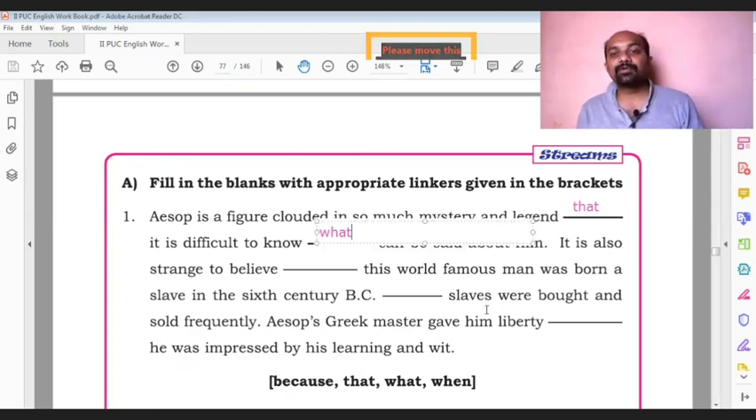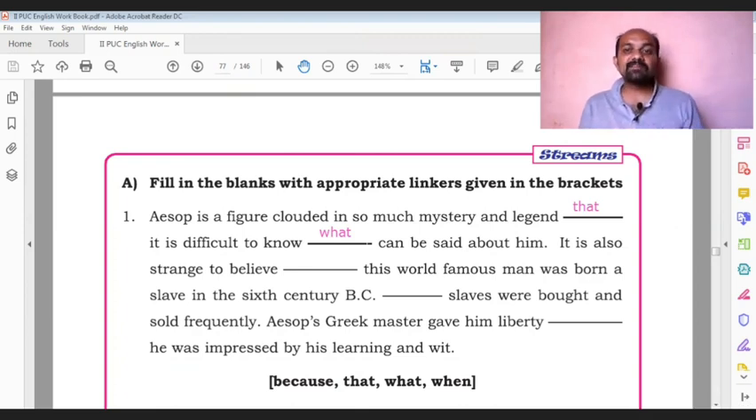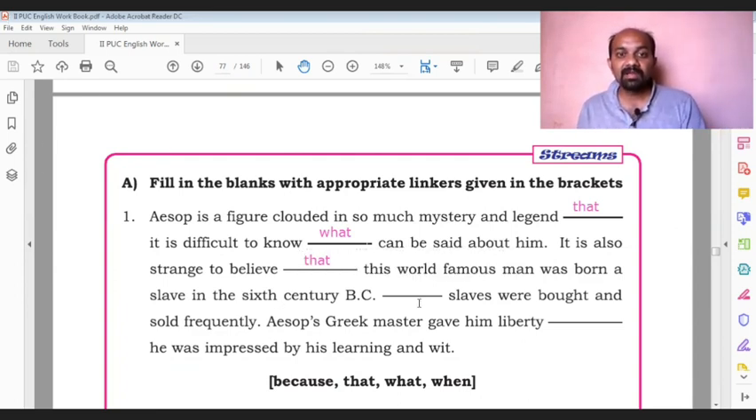What can be said about him? The first one, that, gives us reason. That is the reason why it is difficult to know what can be said about him. What here adds something to it. So the function of what, the linker here, is addition. It is also strange to believe that, once again, we are giving a reason. This world famous man was born a slave in the 6th century BC.